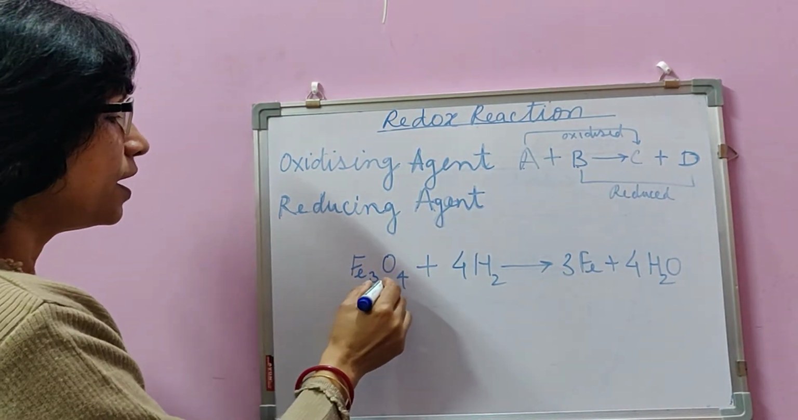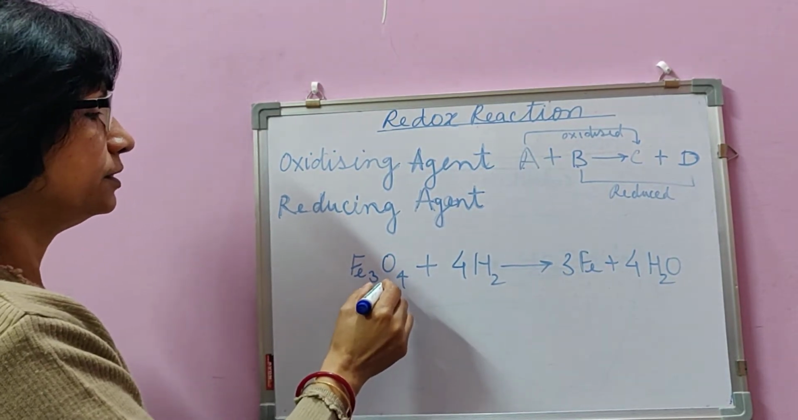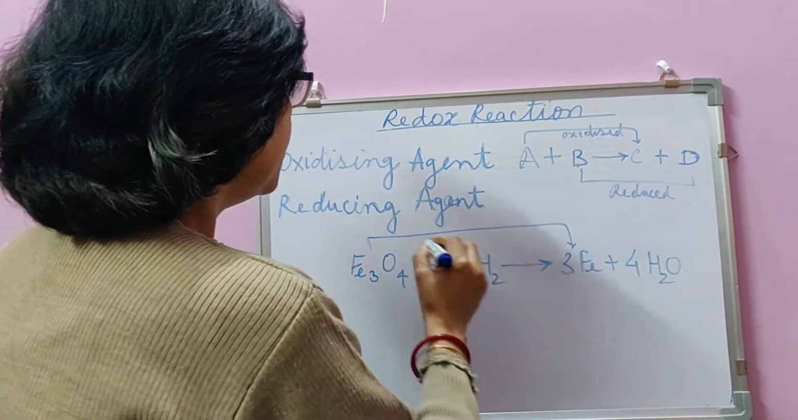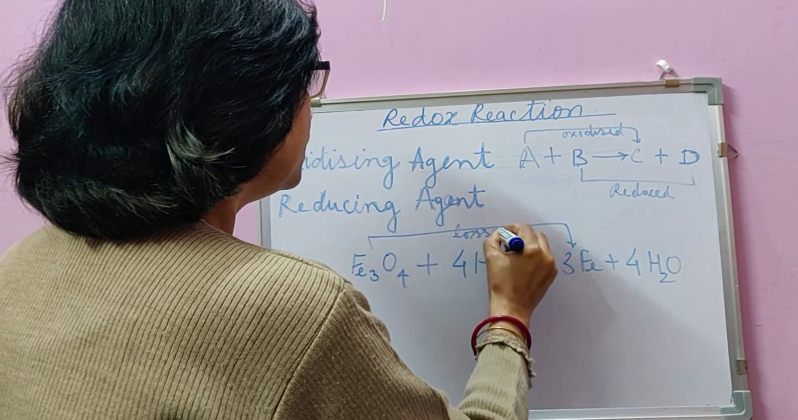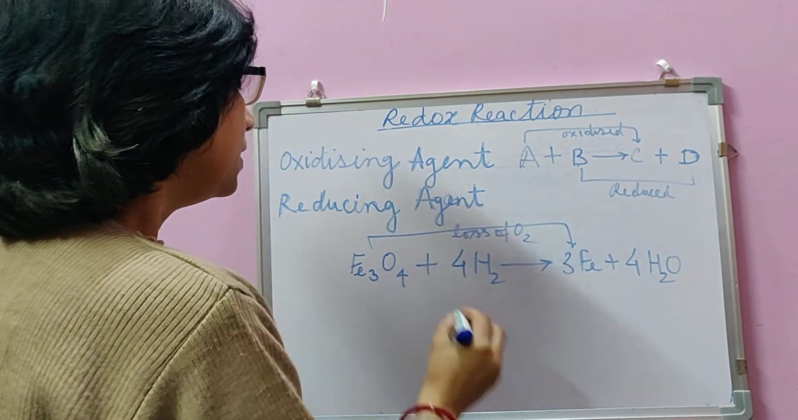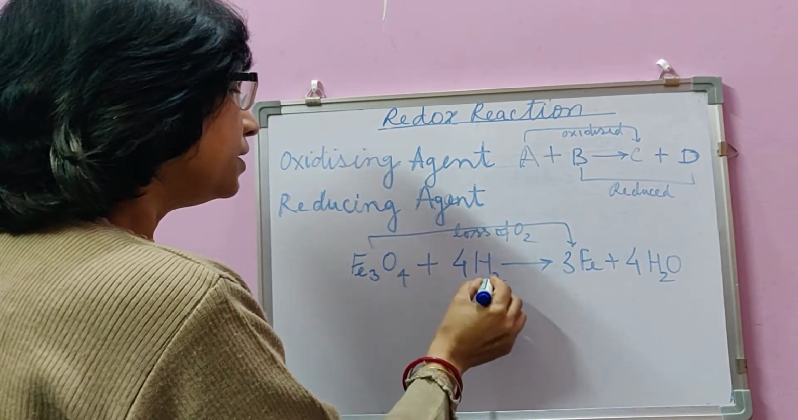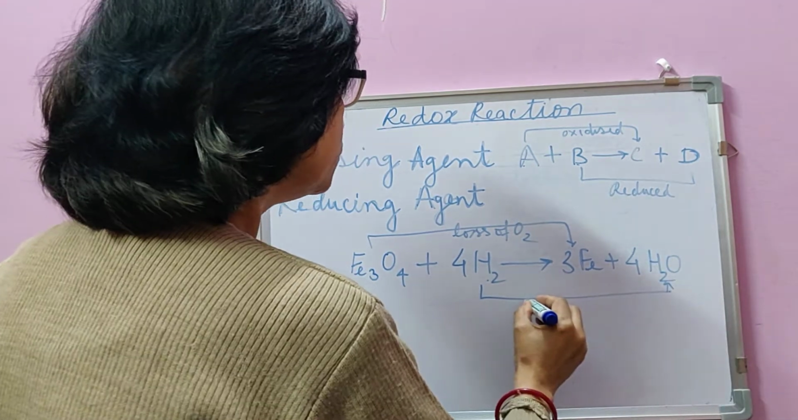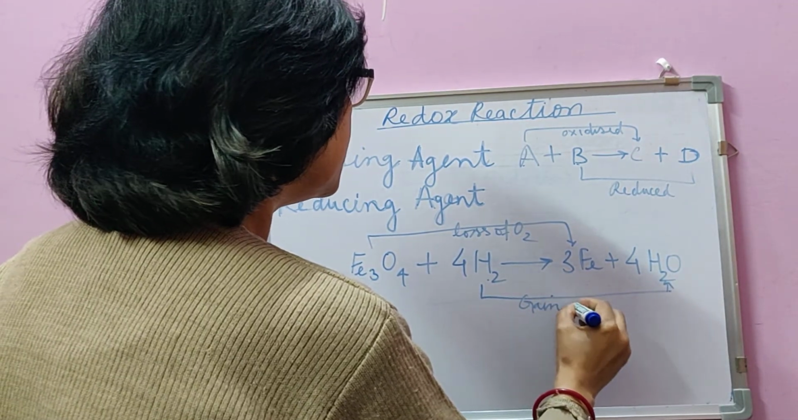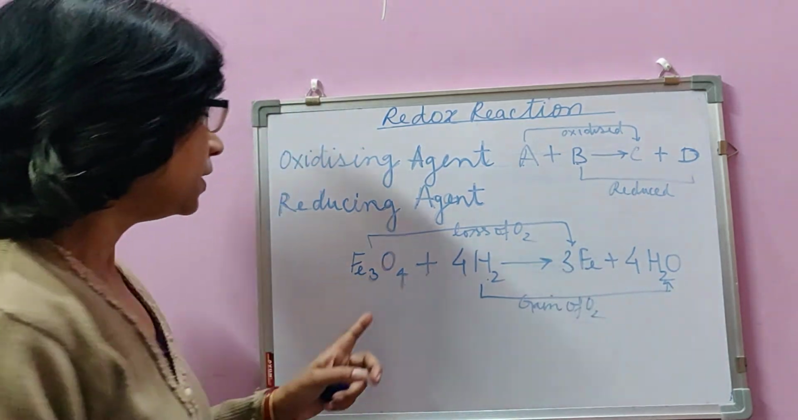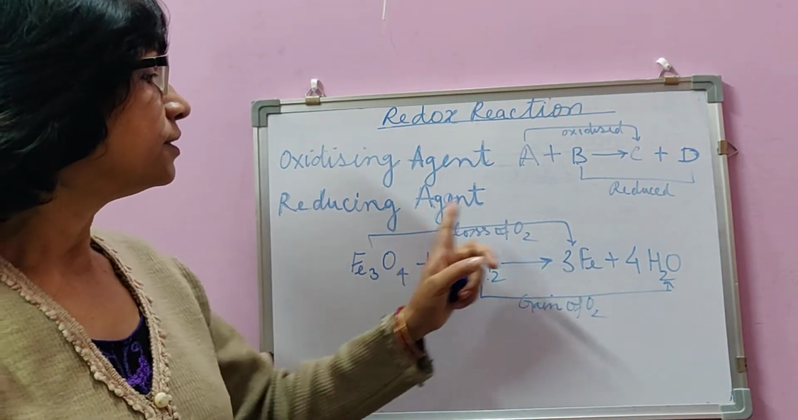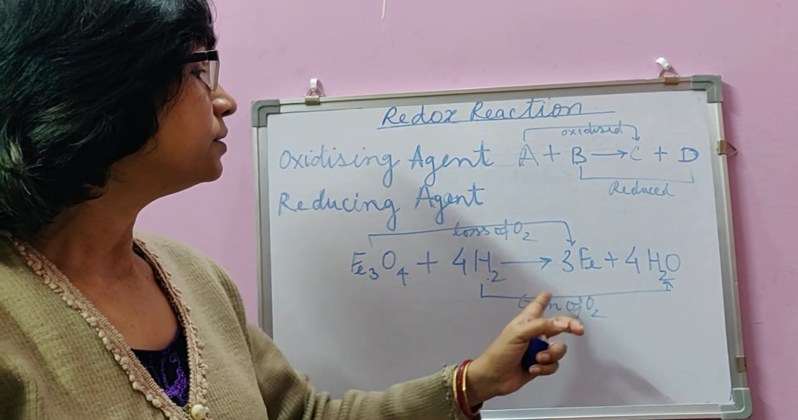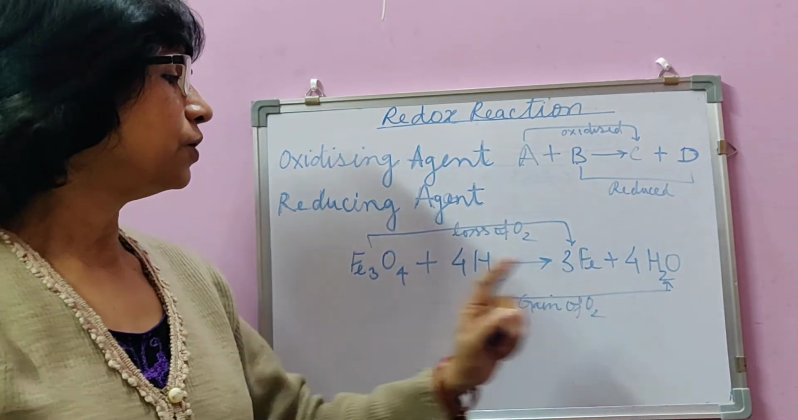See here. Here Fe3O4 loses oxygen and becomes Fe. So here loss of oxygen is taking place. Where does this lost oxygen go? It is gained by hydrogen. Hydrogen gains it to become water. So it is gain of oxygen. It means ferric oxide is reduced to iron by loss of oxygen and hydrogen is oxidized to water by gain of oxygen.